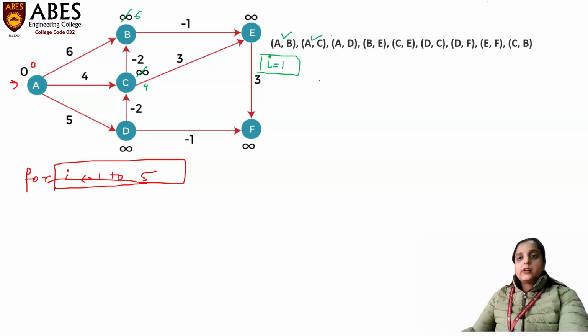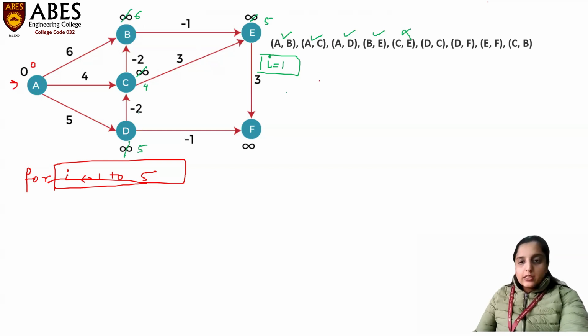Next is AD. AD is 5, and 5 is less than infinity, so we have done the updation here also. Next is BE. BE is 6 minus 1, that is 5, so we have updated this also. Next is CE. CE is 4 plus 3, that is 7. 7 is not less than 5, so we are not updating this value. We'll put a cross.